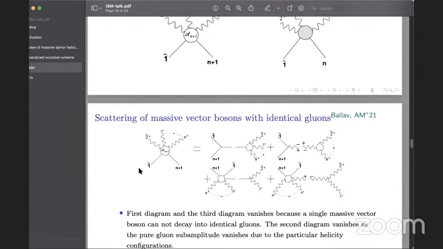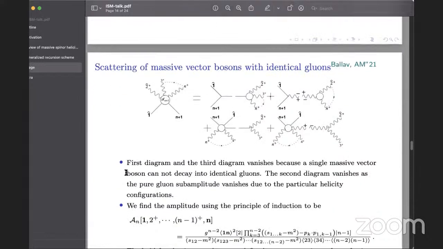Okay, so let me first describe the amplitude with all identical ones. So we consider the shift on particle 1 and 2 like this, and all the possible channels for this scattering amplitude are shown in here. There are 4 diagrams. The first and third diagram vanish because a single massive vector boson, like here and here, cannot decay into identical gluons.